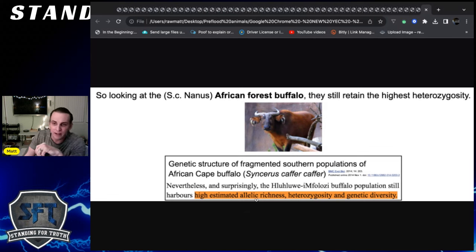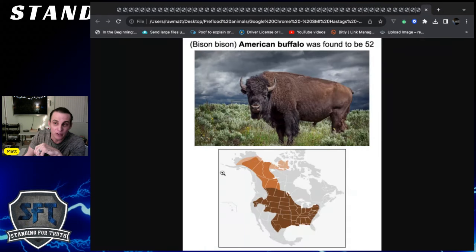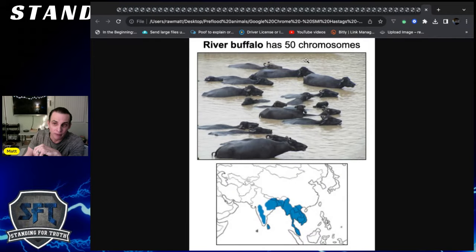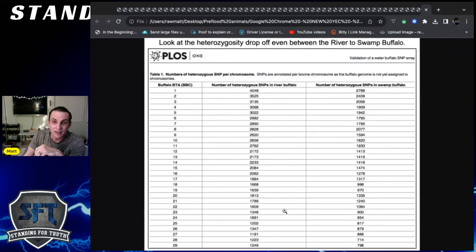The African forest buffalo, with its estimated allelic richness, heterozygosity and genetic diversity, still retains a really high amount. And what happened is, when we compare it to the Cape buffalo, which drops in chromosome count in a speciation event from them, then we look at the next one, which has 52 chromosomes, the American buffalo, only found in the Americas and Canada. And then we go to the river buffalo, which speciated from the earlier one with the African forest buffalo. And we have this information on its genetic loss over time by seeing its heterozygosity drop off with this speciation event.